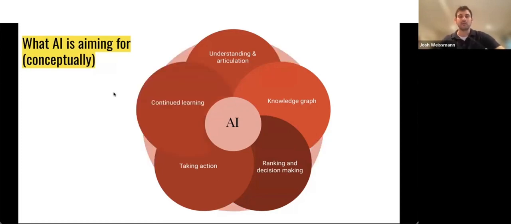Once you take an action, you actually have to be able to continue your learning, understand how that action impacts the world.